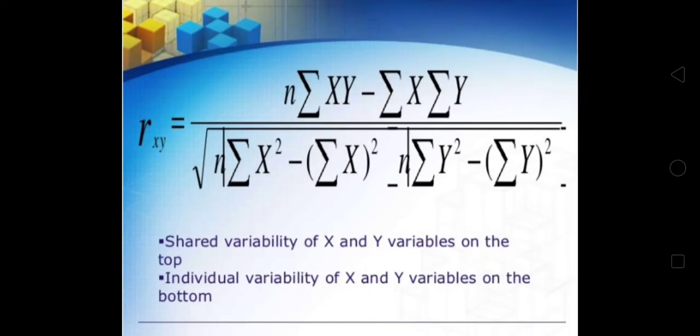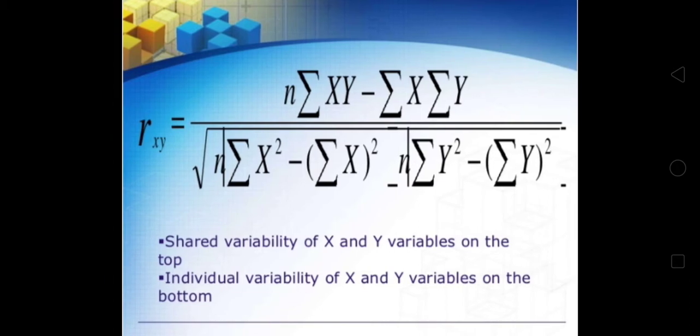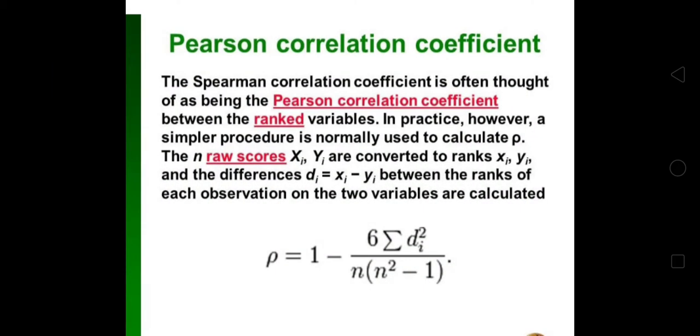Then the formula which you can apply for determining the correlation is like this. r of X and Y is equal to n sum of xy minus sum of x into sum of y, divided by the square root of n sum of x square minus sum of x whole square, into n sum of y square minus sum of y whole square. The shared variability of x and y variables is on the top, and the individual variability of x and y variables is on the bottom. Okay.